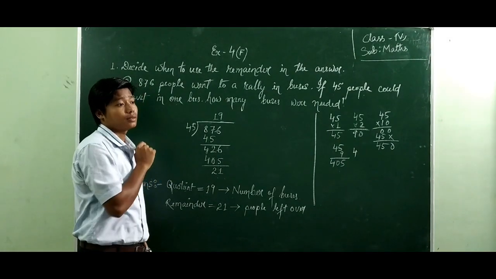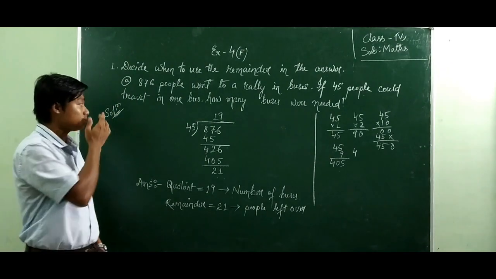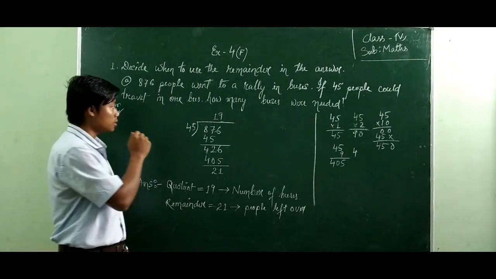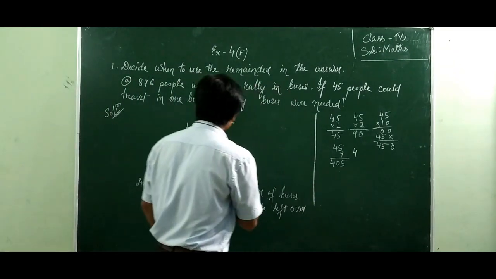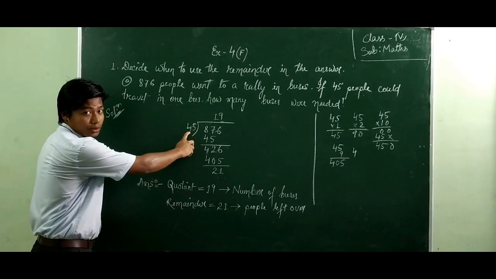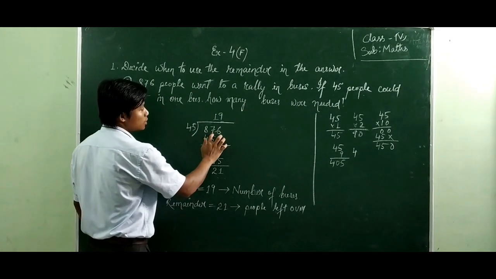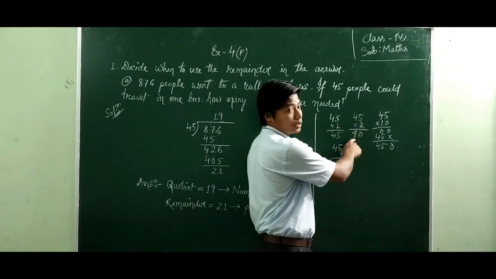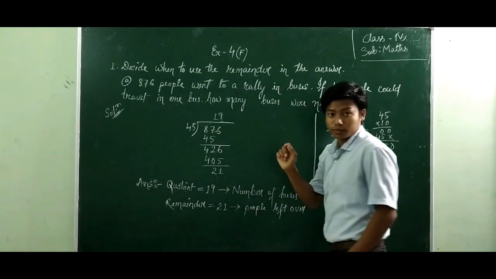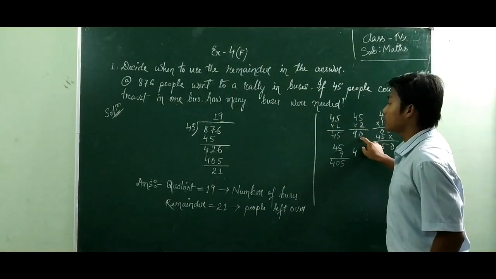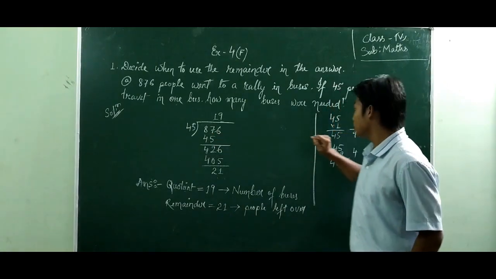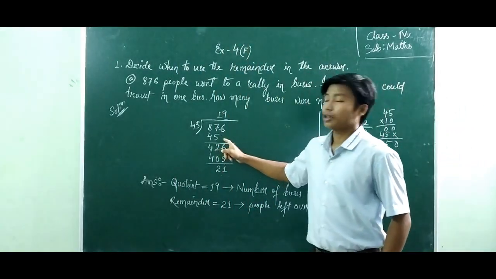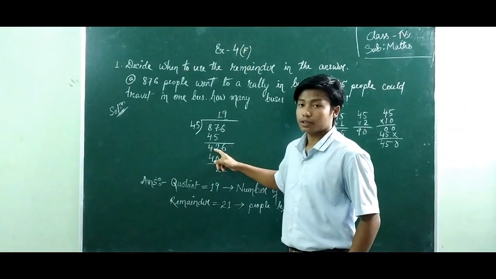Here the divisor is 45, so you have to divide 876 by 45. This 45 is 2 digits, so first you have to take 2 digits from here, 87. 45 into 2 is 90, which is more than 87. So we have to take 45 into 1, that is 45. If we subtract 45 from 87, we get 42.